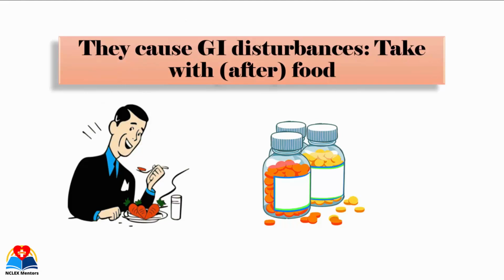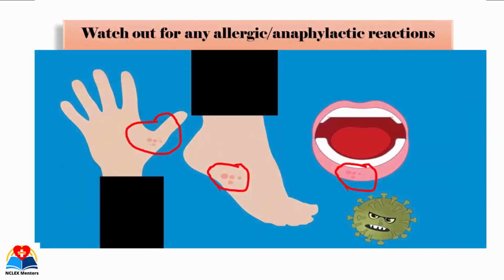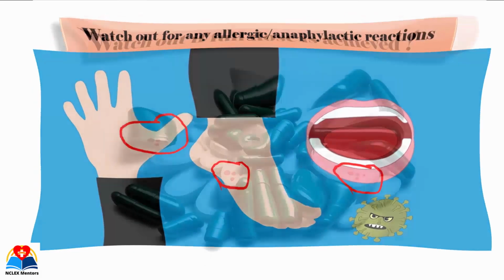The primary concern with orally administered penicillins is GI disturbance, so most penicillins taken orally are advised to be taken with food and not on an empty stomach. The other concern is allergic or hypersensitivity reactions, which present with rashes and anaphylaxis. Anaphylaxis means a severe and potentially life-threatening allergic reaction.